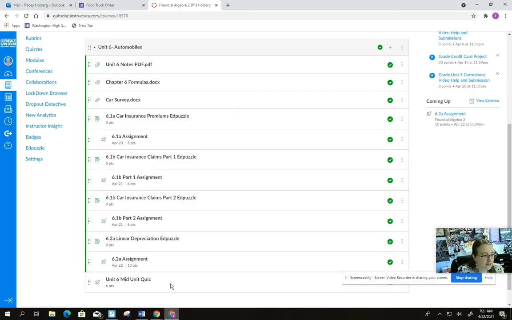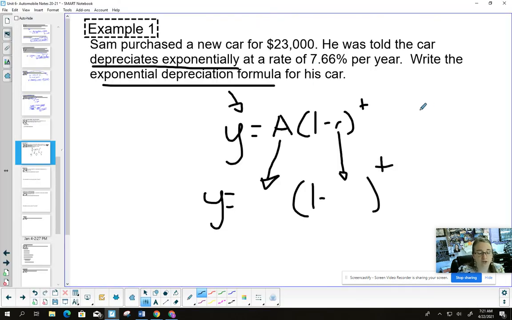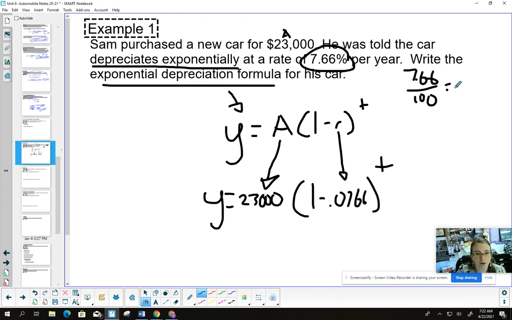So let's read. It says that a is the starting value of the car. So what am I going to put in for a? What's the starting value of the car? 23,000, right? So that's going to go here. I have 1 minus. We know what r is, and we know that I cannot write it as 7.66. What should I put there? 0.0766. Again, if I go 7.66 divided by 100, you get 0.0766. That's how we know this 0 is here, is when you divide it by 100, it appears.